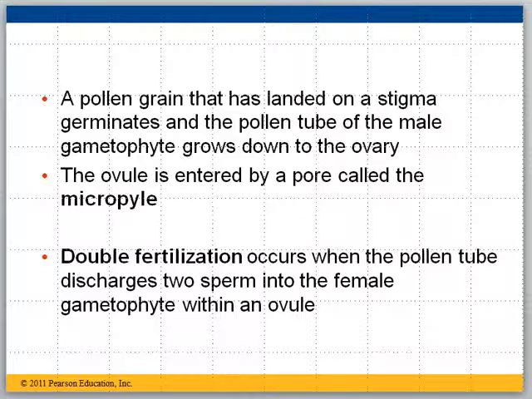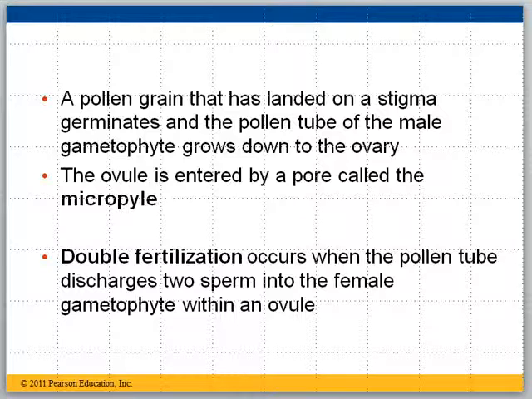The ovule is entered by a small opening, a pore called a micropyle. So within that ovule, there's only one opening, and that's usually at the bottom of the ovule, and that pollen tube will enter that opening, and that will allow fertilization to take place.